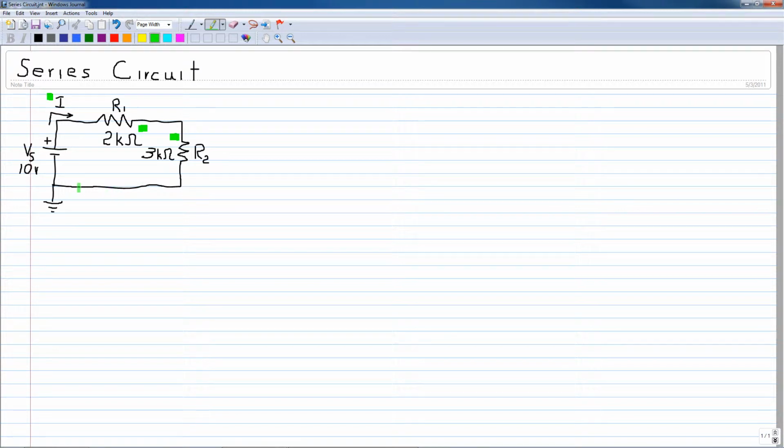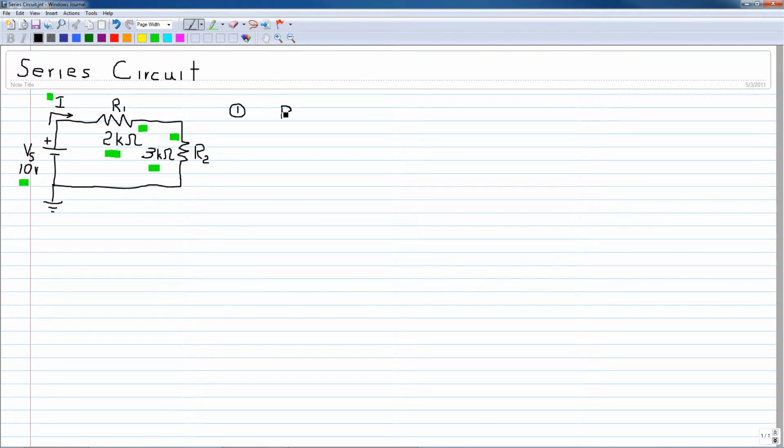The other parameters in this circuit are that we have a source voltage of 10 volts. R1 is 2K ohms and R2 is 3K ohms. In order to solve this circuit, our first step is to find the total resistance. The formula for finding the total resistance in a series circuit is to add the resistances together.